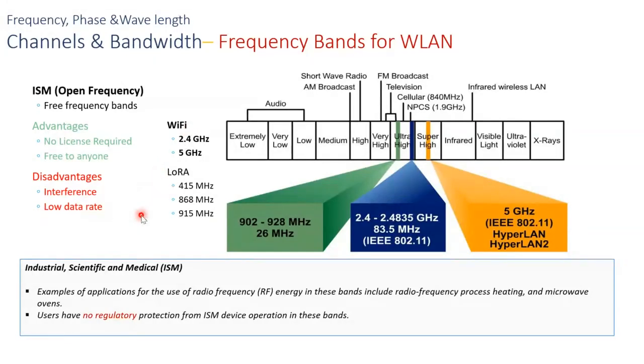Second, there is a low data rate because there is congestion on these bands. Many users are using it and it's for free. So the advantage is that there is no license required, it is free to anyone, but at the same time there is a disadvantage which lies in interference and low data rate.